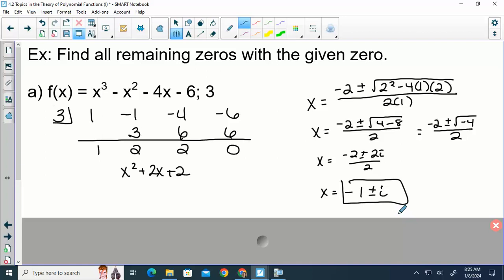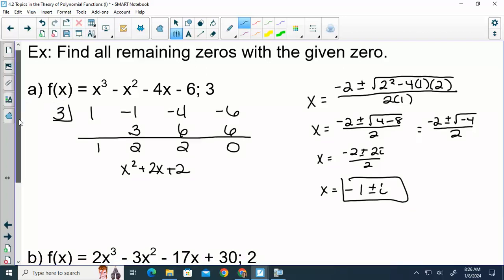So same process, you just have to watch the question at the end. What if I said find all the zeros? Then you would write the negative 3 down as well. So you just have to watch, am I asking for factors, all zeros, or remaining zeros? You guys do this one for me.